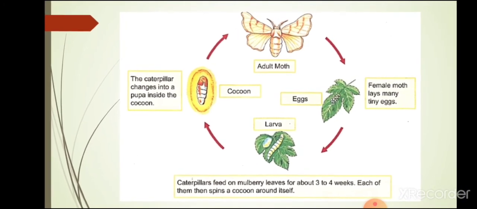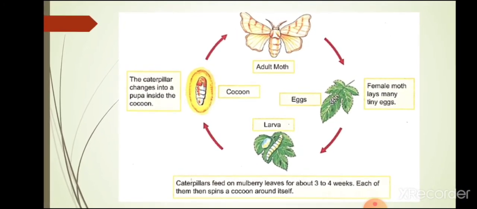Then students, the caterpillar changes into pupa inside the cocoon, and you know that the caterpillar secretes a fiber which is made up of a protein, and that protein hardens on exposure to air and becomes silk fiber. Once the caterpillar completely covers itself with silk fiber and turns into pupa, that covering is known as cocoon.